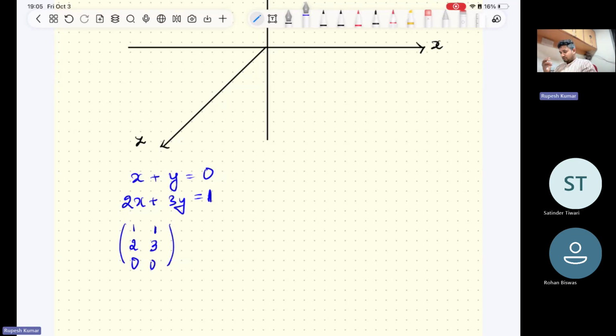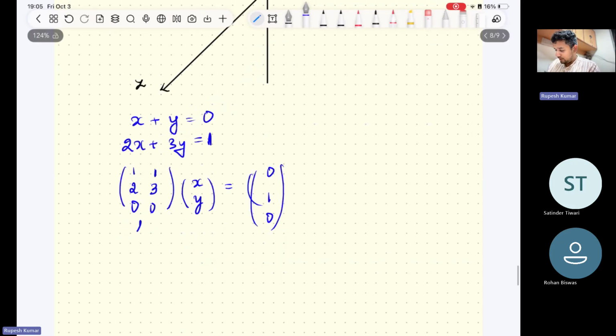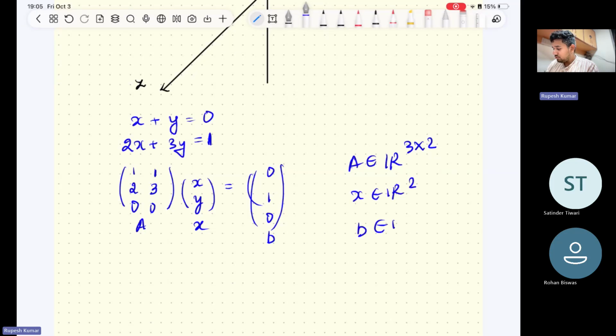So you have these two vectors, and using these two vectors, you want to span the plane, right? And the solution is 0, comma 1, comma 0. Now this is your A, this is your X, and this is your B. A belongs to R^(3×2), X belongs to R2, and B belongs to R3, right?